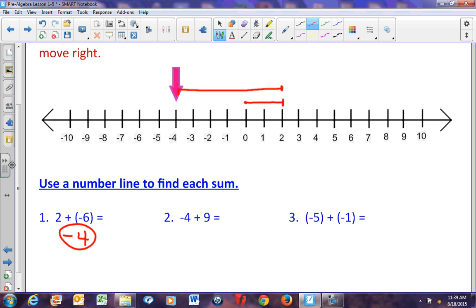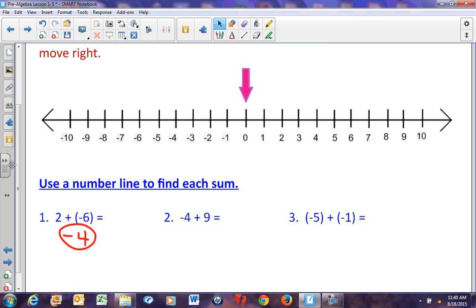Okay. Do our next problem. Start with our arrow being 0. You always have to start at 0 first. We have negative 4, so I'll start at negative 4. And I'm going to go 9 units to the right. 1, 2, 3, 4, 5, 6, 7, 8, 9. So I end up at positive 5.